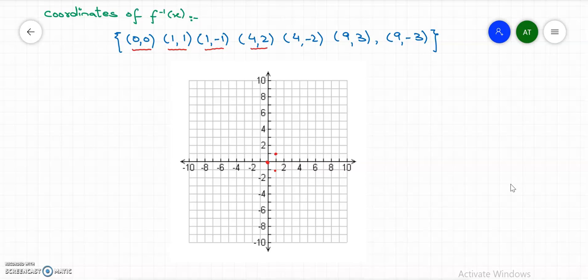Then 4 and 2. X value is 4 and the y value is 2. 4 and negative 2. X is 4, y is negative 2. 9, 3. X value is 9 and the y value is 3. And then 9, negative 3. X is 9 and y is negative 3 downward. Okay, let's connect all the points to get the graph of the inverse relation. After connecting all the points, we got the graph of f inverse of x. So we have done with part A.